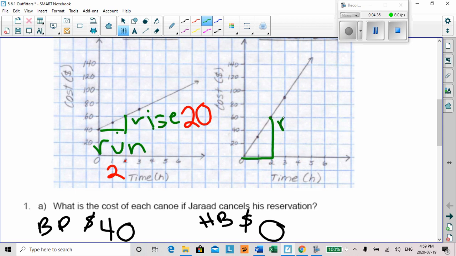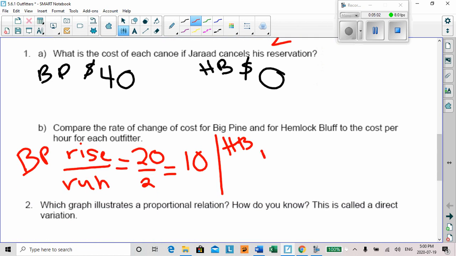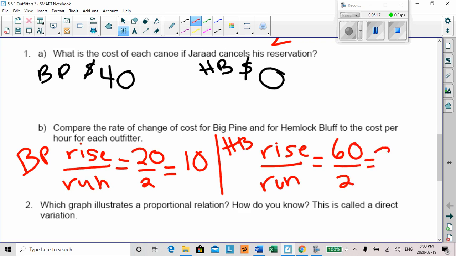The rise is the part going up. The run is the horizontal part. So the rise here goes from 0 up to 60. That means that the rise is 60. The run goes from 0 to 2. So you say the run is 2. So now what we do to calculate the rate of change is you take the rise divided by the run, and that is 60 divided by 2, which equals 30.